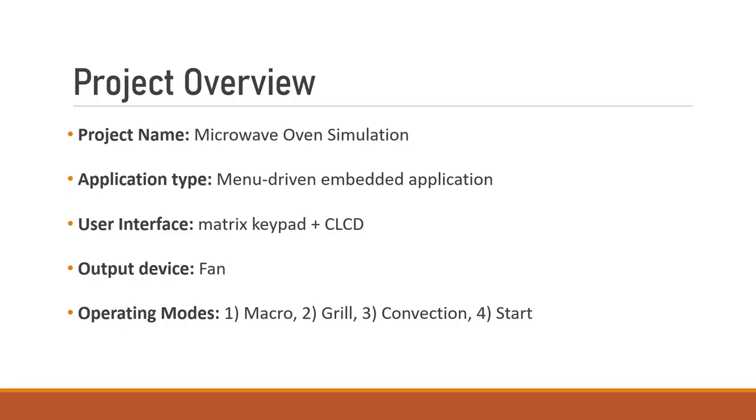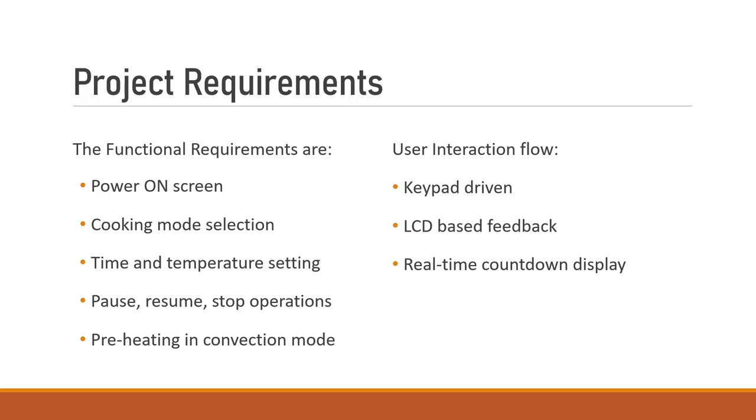Now, the project overview. The project implemented during the internship is a microwave oven simulation. It is a menu driven embedded application where the user interacts using a matrix keypad and all system information is displayed on a character LCD. The system displays operating modes, time, and temperature on a character LCD. It supports multiple cooking modes such as micro, grill, convection, and a quick start option similar to a real microwave oven.